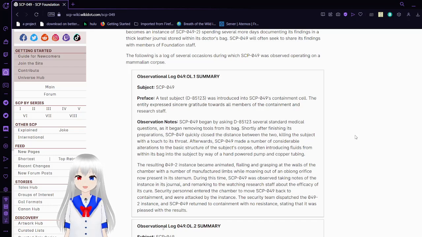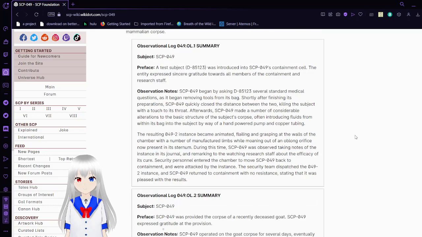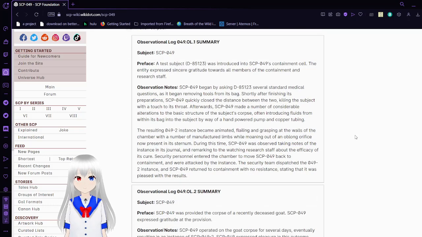The following is a log of several occasions during which SCP-49 was observed operating on a mammalian corpse. Observation Log 1 Summary. Subject, SCP-49. Preface. A test subject, D85123, I'm going to call him Bob now, was introduced into SCP-49's containment cell. The entity expressed sincere gratitude towards all members of the containment and research staff.